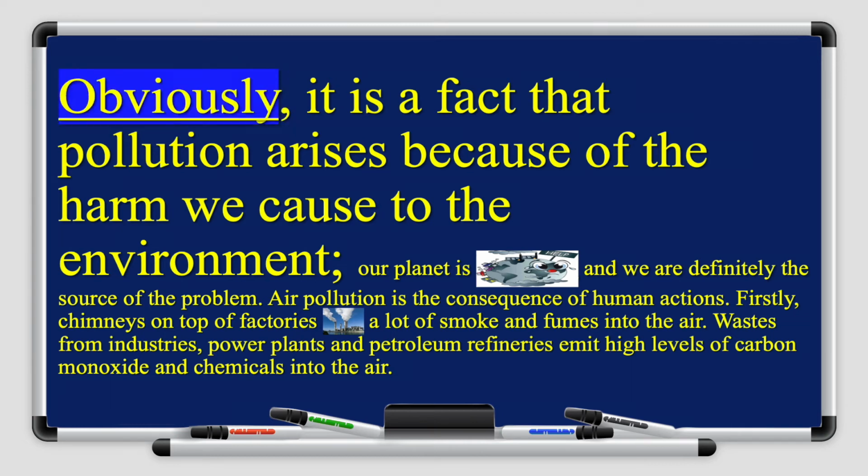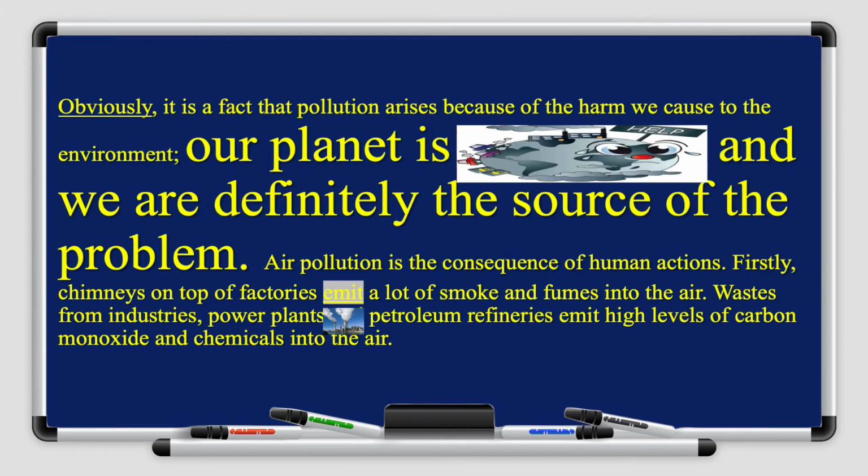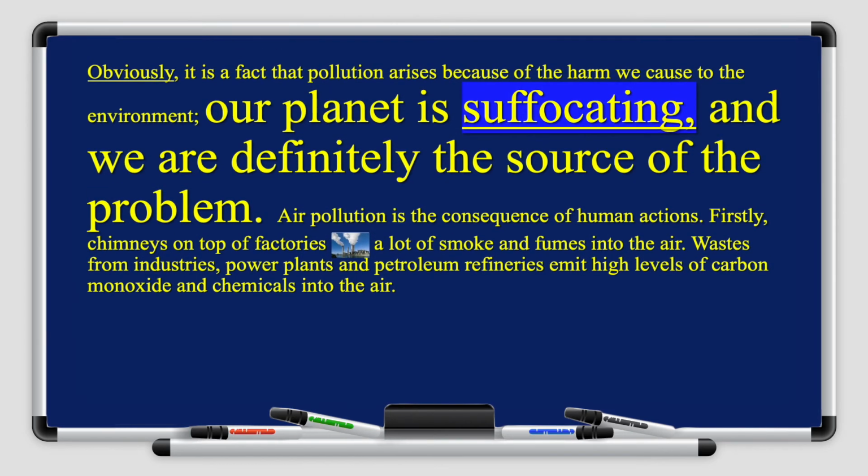Excellent job. Moving on to the second word. Our planet is, and the picture. Well, what can you see in the picture? I can see the earth turn to gray and there are many gases and a help sign there, and it's like choking. Can't breathe. So the word which means that the earth cannot breathe is the word suffocating or suffocate.